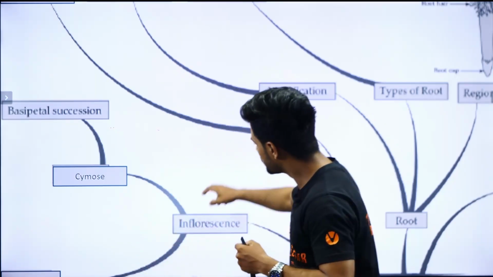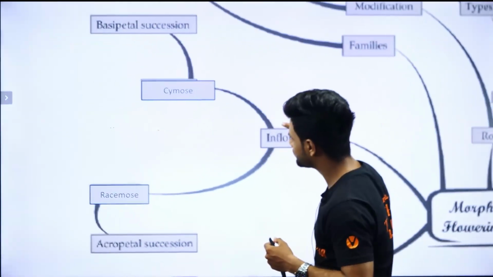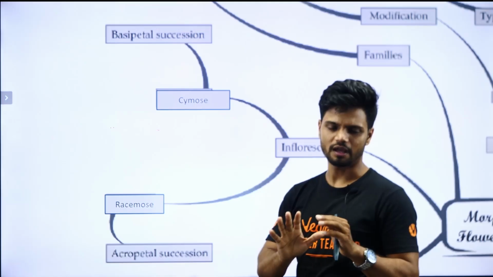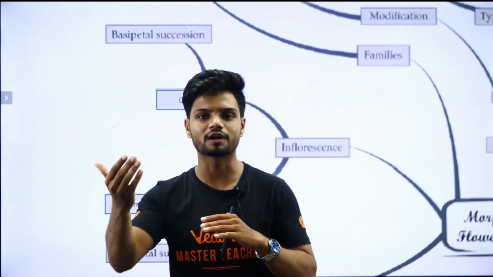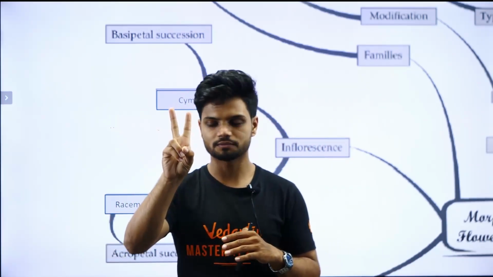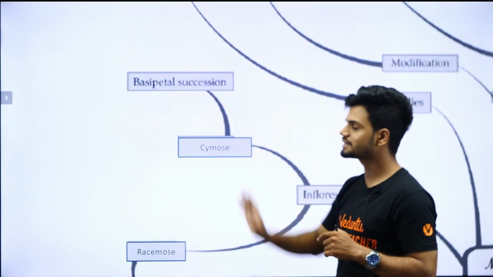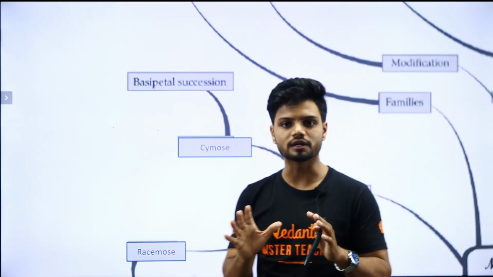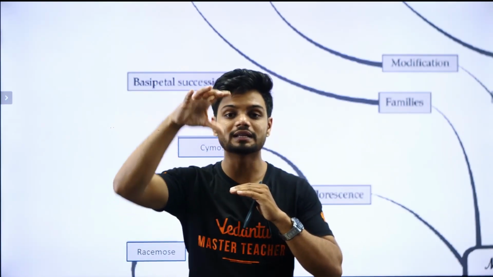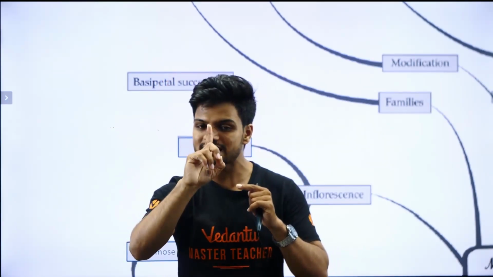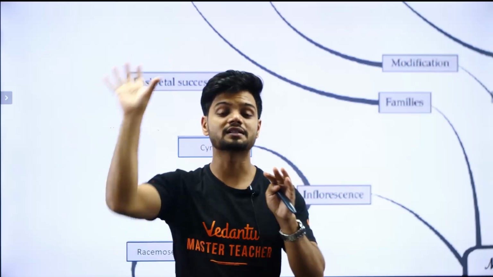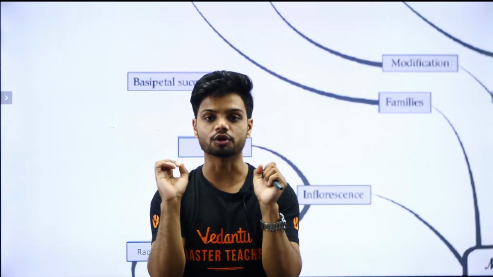Before we go, the last thing is going to be inflorescence. Very easy, all of you know. Inflorescence is the arrangement of flowers on a floral axis. We have two types, racemose and cymose. In cymose, it is called basipetal succession. In cymose condition, the main axis terminates with a flower, and in basipetal succession, the older flowers are at the top, younger flowers at the bottom.